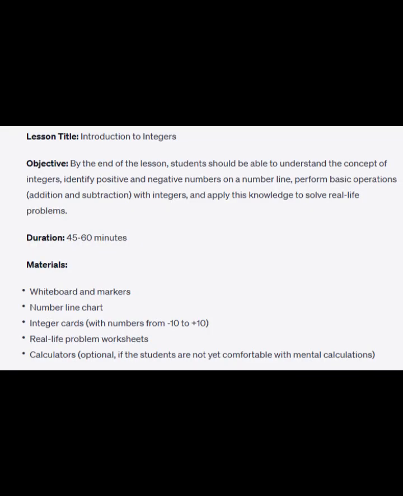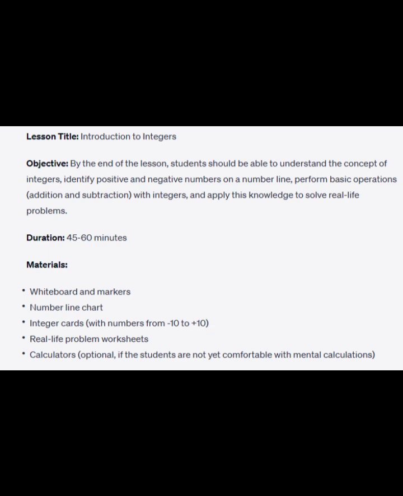Lesson title: Introduction to Integers. Objective: by the end of the lesson, students should be able to understand the concept of integers, identify positive and negative numbers on a number line, perform basic operations, addition and subtraction, with integers, and apply this knowledge to solve real-life problems. Duration: 45 to 60 minutes.